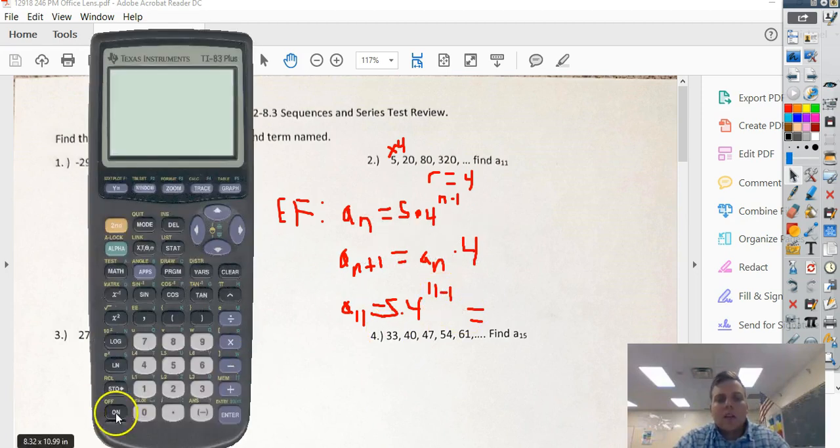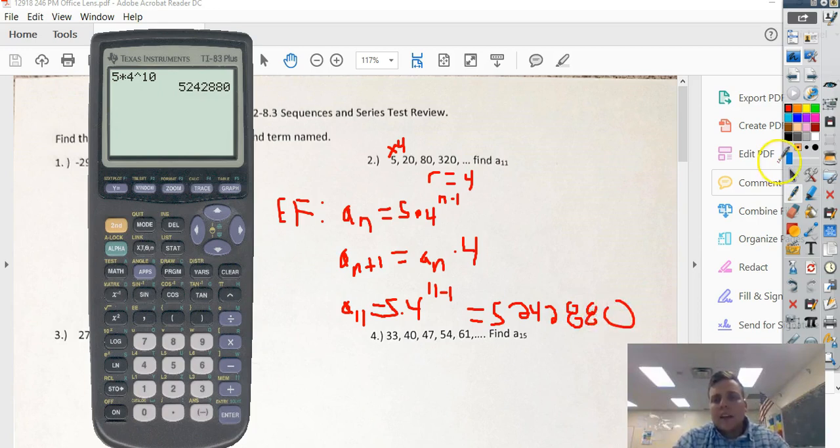11 minus 1 is 10, by the way, so I'm going to do 5 times 4 raised to the 10th. Press enter. And I get 5,242,880. And that's all we need for this problem. Let's go to problem 3.